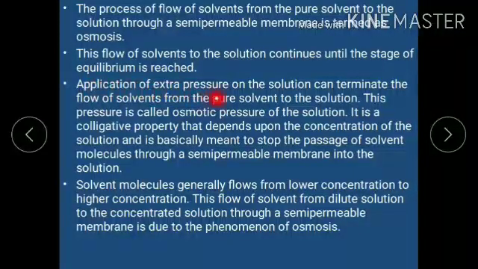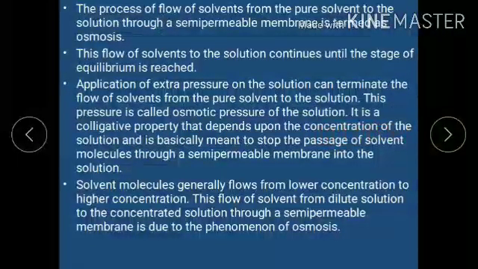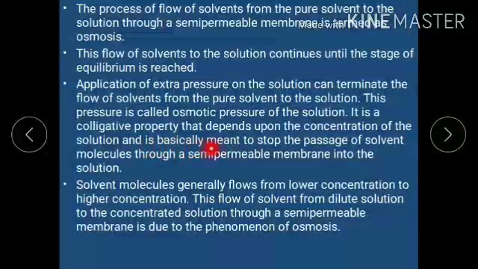Application of extra pressure on the solution can terminate the flow of the solvent from the pure solvent to the solution. This pressure is called osmotic pressure. It is a colligative property that depends upon the concentration of the solution, and it basically stops the passing of solvent molecules through a semi-permeable membrane into the solution.